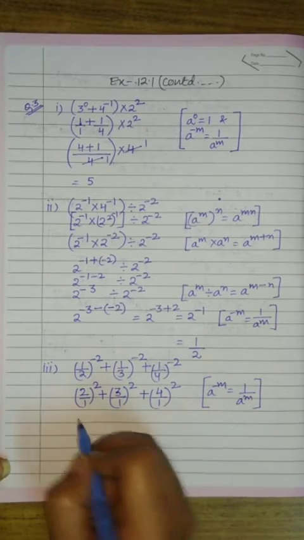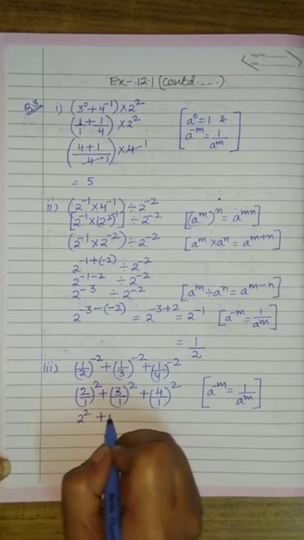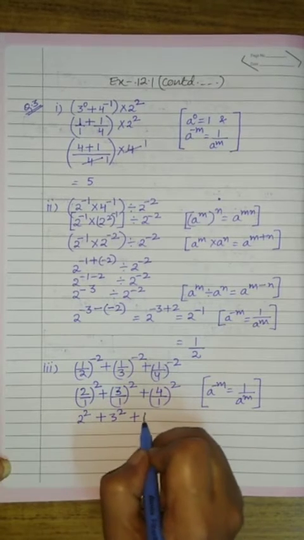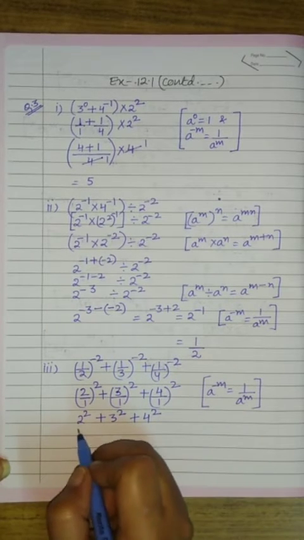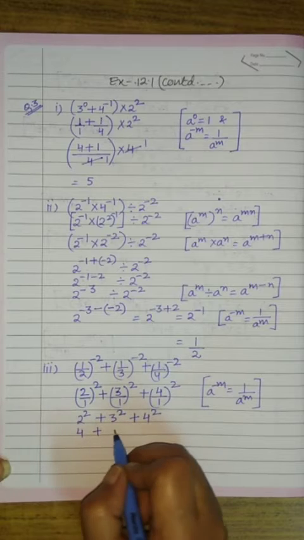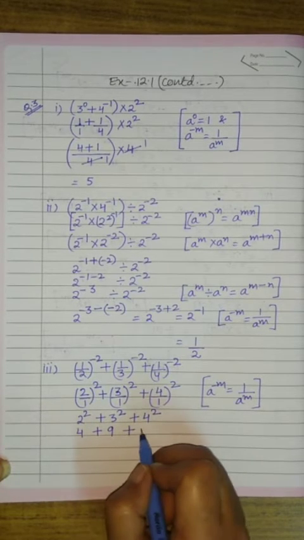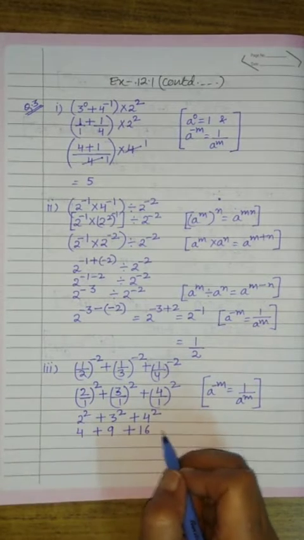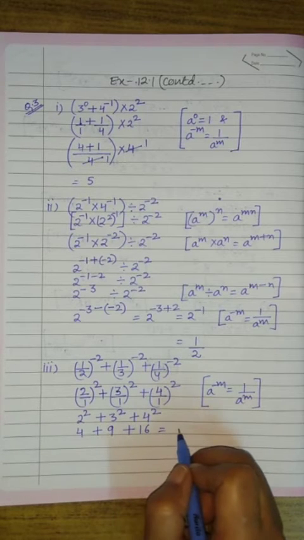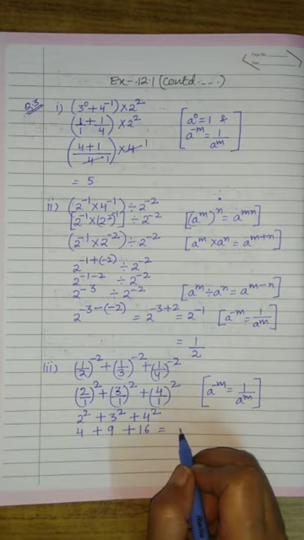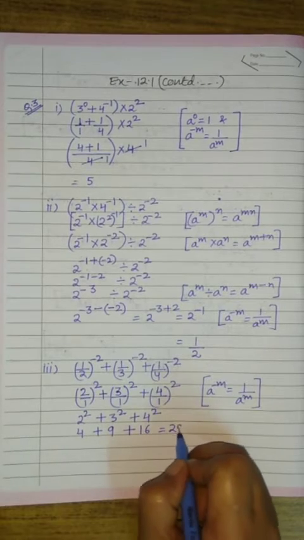So simply we can write it as 2 raised to power 2 plus 3 raised to power 2 plus 4 raised to power 2. 2 raised to power 2 is 4, 3 raised to power 2 is 9, and 4 raised to power 2 is 16. And when we add all the three terms, we get our answer as 29.